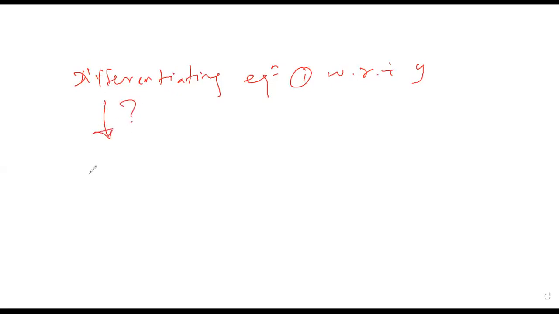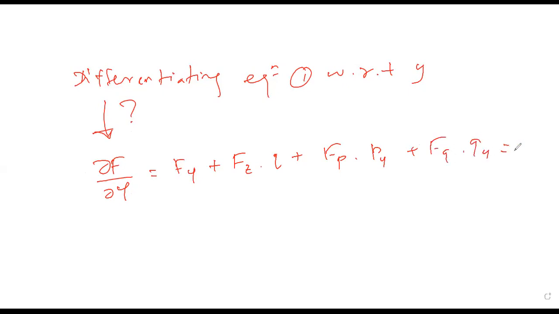Again, differentiating equation 1 with respect to y. I'm not going to do it; you do these steps, and I will give the final answer. So we will end up with the partial of F over partial y, which is equal to Fy plus Fz q plus Fp py plus Fq qy, which is equal to 0.